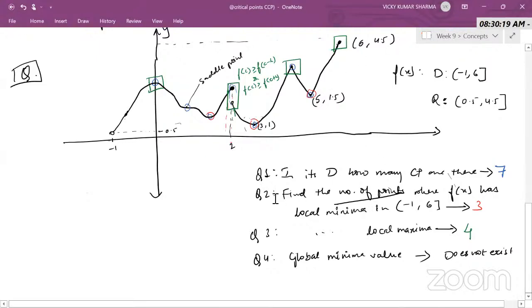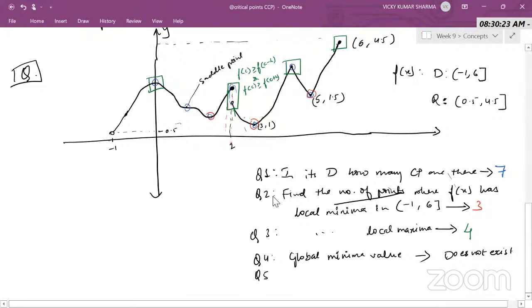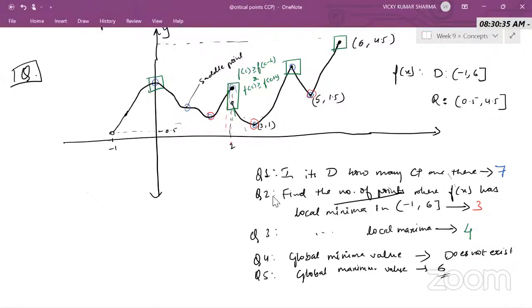Okay, so now let's discuss this. Now I think this is fine. You can tell me this value. Now, look at the word global maxima. What is the global maxima value? 6.6. For sure we can say that. Yeah, right.